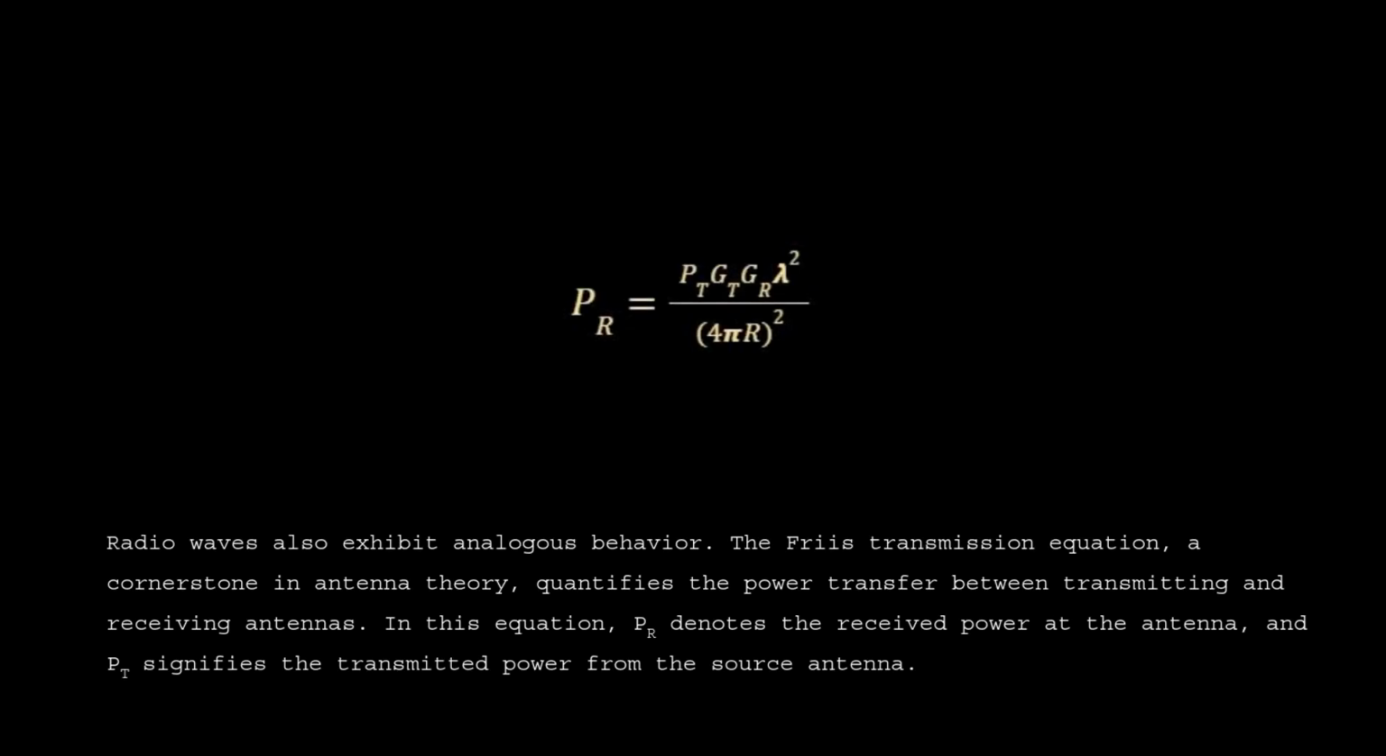Radio waves also exhibit analogous behavior. The Friis transmission equation, a cornerstone in antenna theory, quantifies the power transfer between transmitting and receiving antennas. In this equation, PR denotes the received power at the antenna, and PT signifies the transmitted power from the source antenna.